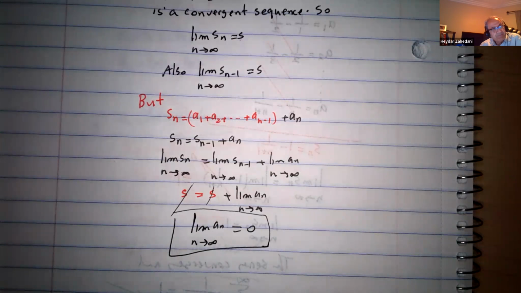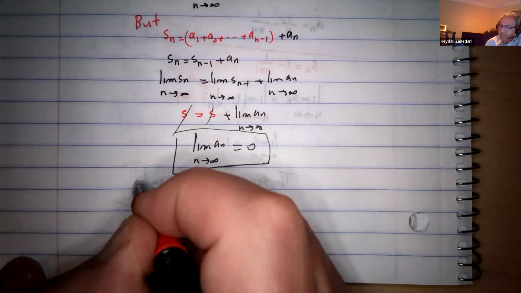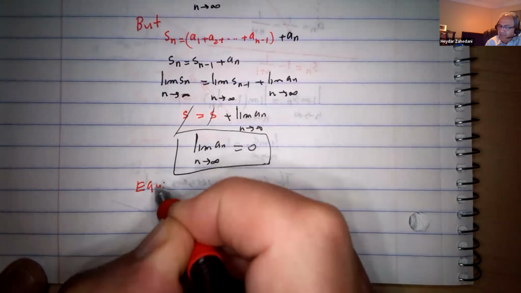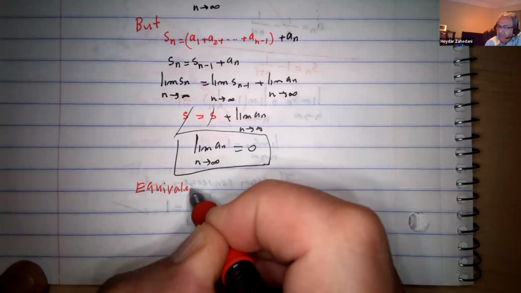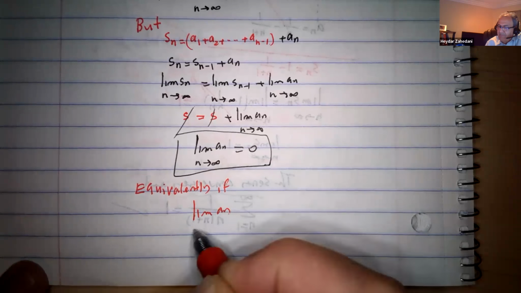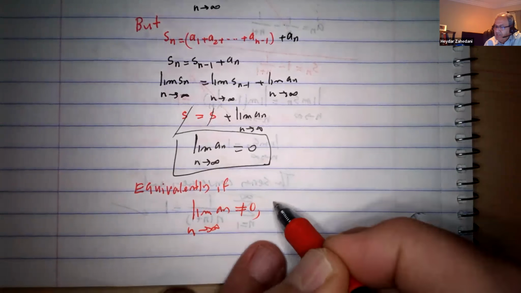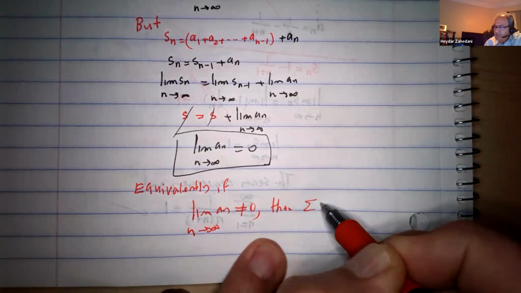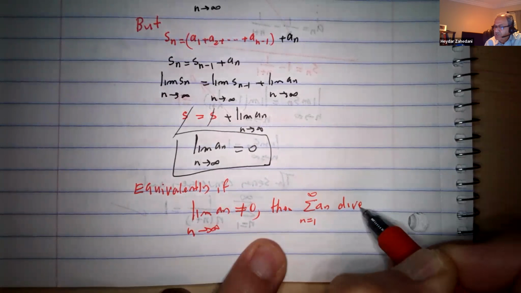Unfortunately, the converse is not true. This means if the limit is 0, you cannot say whether the series is convergent or divergent. But as I told you, equivalently, and that would be so useful in many, many places: if this limit of an as n goes to infinity is not equal to 0, then sigma of an, n from 1 to infinity, diverges, is not convergent.